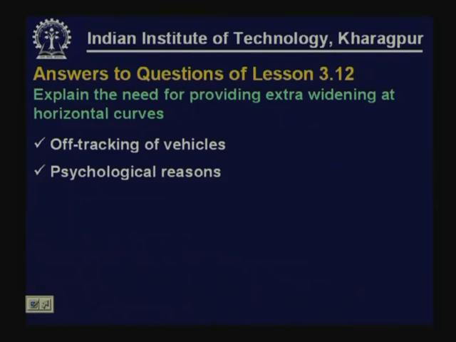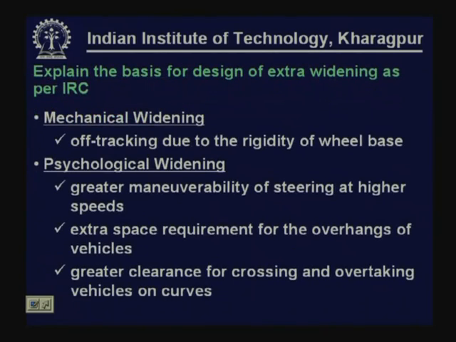Now, let me quickly try to answer the questions of lesson 3.12. Explain the need for providing extra widening at horizontal curve: basically for two reasons, off tracking of vehicle and also psychological reasons. Explain the basis for design of extra widening as per IRC. IRC considers two aspects: mechanical widening and psychological widening. In mechanical widening, predominantly the off tracking of vehicle due to rigidity of the wheelbase is considered.